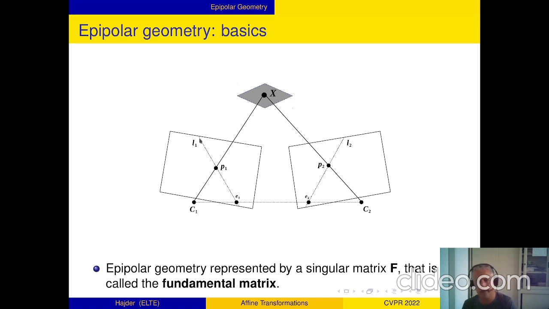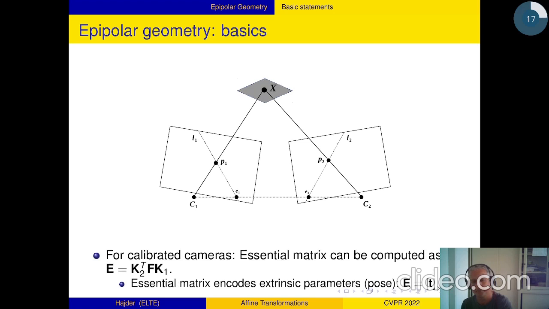In that case, the fundamental matrix can be estimated, and this fundamental matrix defines the corresponding lines L1 and L2. If the cameras are calibrated, in that case the essential matrix can be computed as well. It's well known in the computer vision literature. The essential matrix encodes the translation and rotation between the two images, which are called the relative pose of the images.